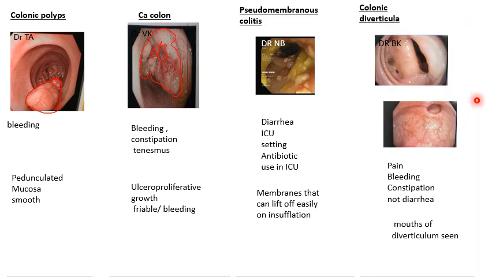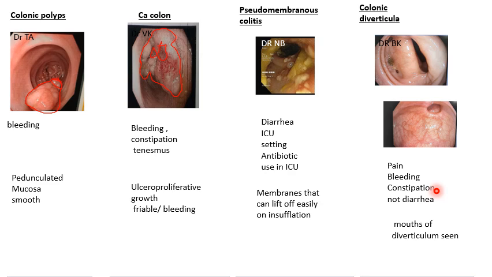What is the last one? Colonic diverticula. This is from Dr. Bharat, again from PIMS. They were our colleagues when I was working in PIMS. In colonic diverticula, the main thing will be pain. Look at the main problems here: bleeding, diarrhea. Here it is pain. It will not have diarrhea.